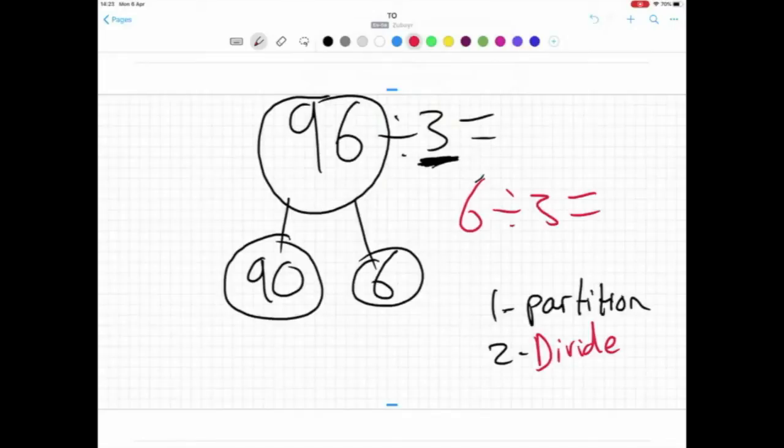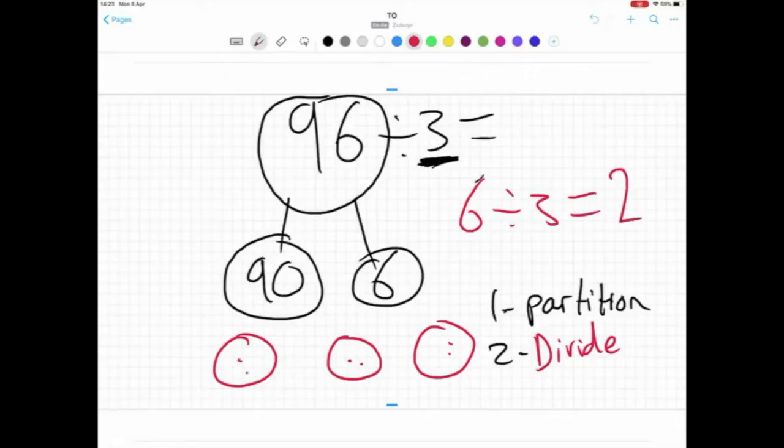6. We did that before, but let's just do it again. 3 groups need to share 6. 1, 2, 3, 4, 5, 6. Each group, each circle has got 2, so I'm going to put 2 there. And then I need to do 90 divided by 6.